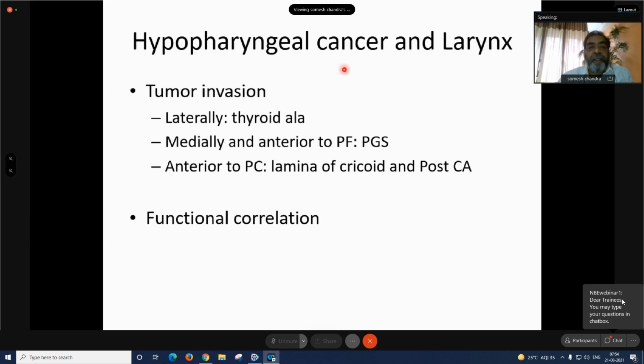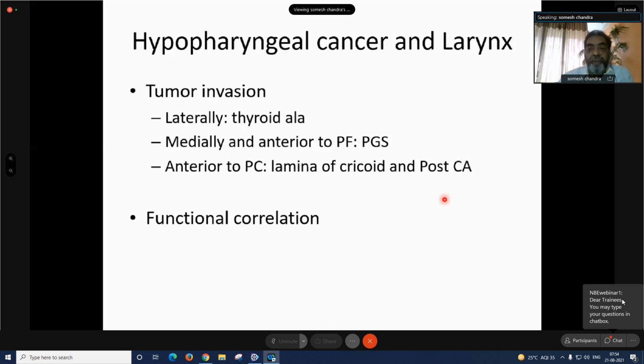Hypopharyngeal cancers, if they extend laterally, would involve the thyroid ala. Medially, anterior to the piriform sinus, the medial wall and the anterior angle would grow directly into the paraglottic space. And anterior to the post-cricoid area is the cricoid lamina and the posterior cricoarytenoid joint. So this is how hypopharyngeal cancers would involve the larynx.